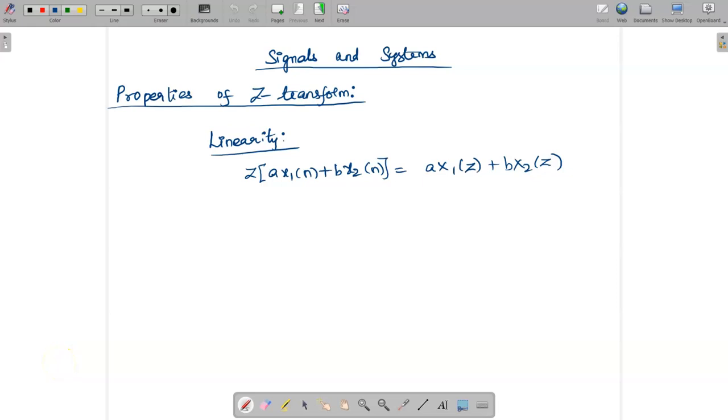Students, welcome you all to the video lecture on signals and system. Today we are going to see about the properties of Z transform. So we are going to see the three properties today: linearity, time shifting and time reversal.